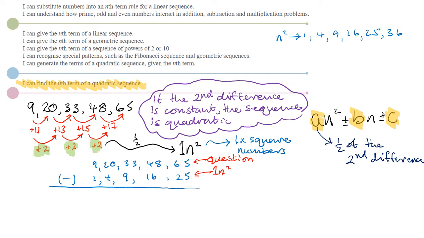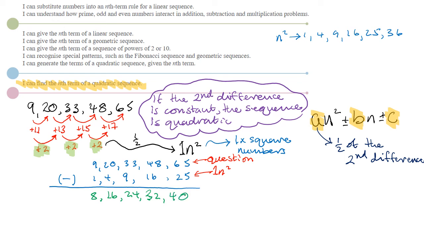Right, let's work these out. So 9 minus 1 is 8. 20 minus 4 is 16. 33 minus 9 is 24. 48 minus 16 is 32. And 65 minus 25 is 40.